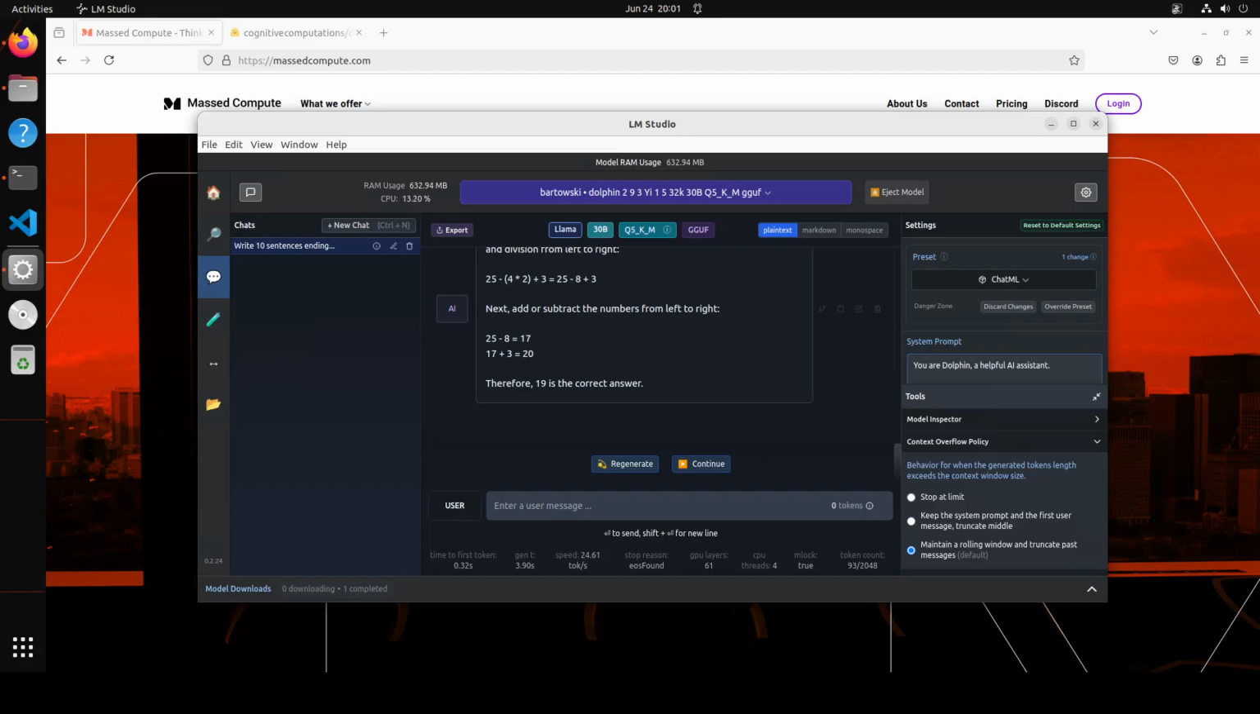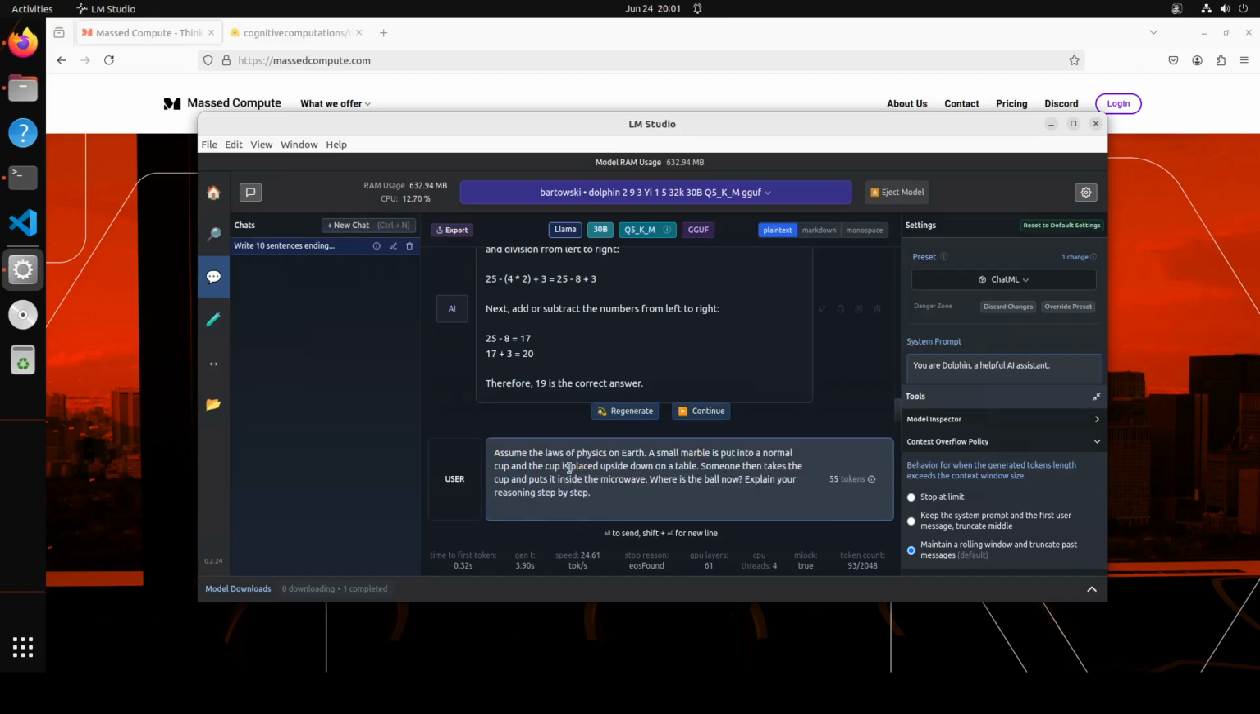I'm just going to give it a physics question and see if it is able to understand that. So I'm asking it: assume the laws of physics on Earth. A small marble is put into a normal cup and the cup is placed upside down on a table. Someone then takes the cup and puts it inside the microwave. Where is the ball now? Let's check it out.